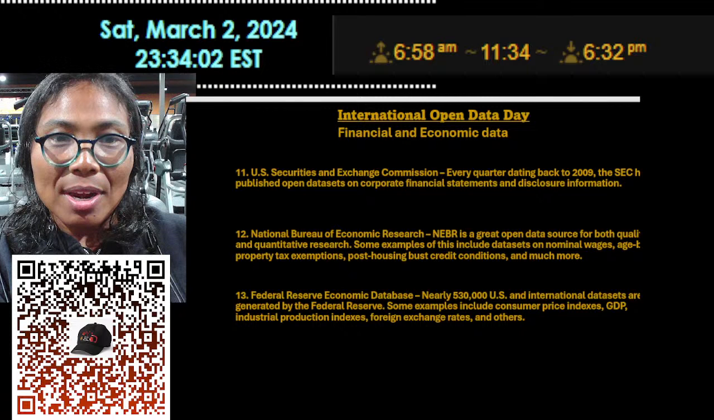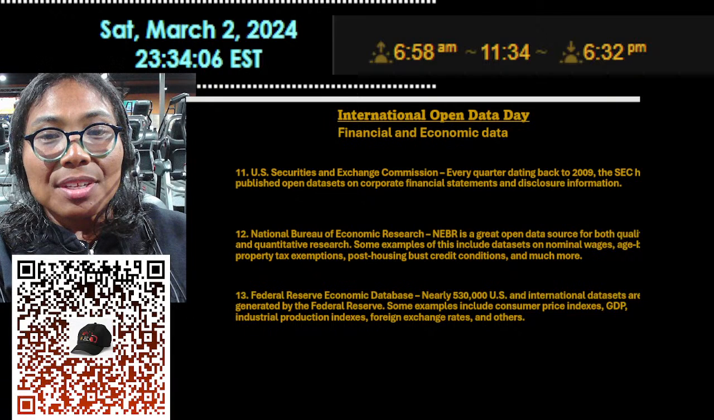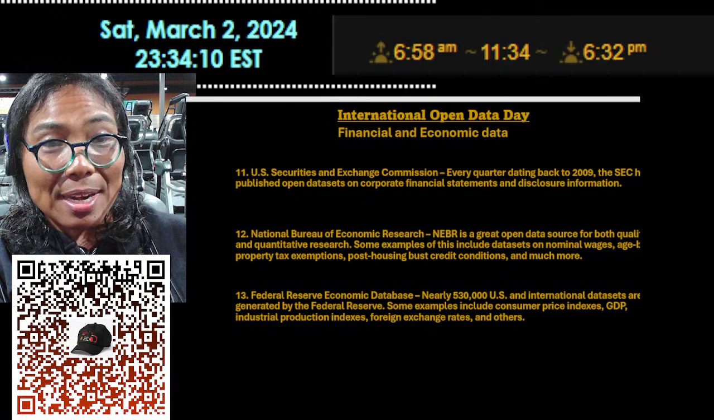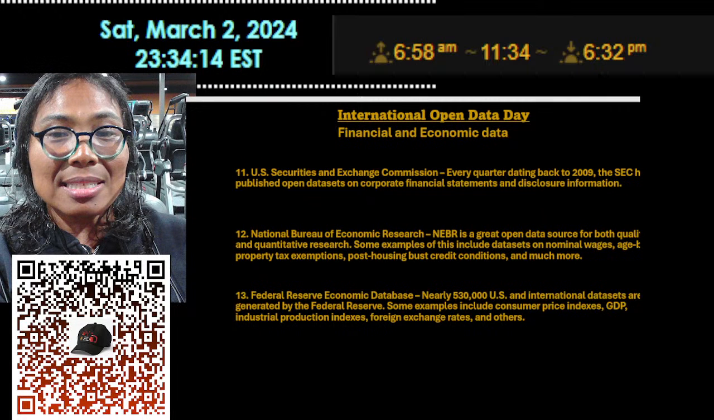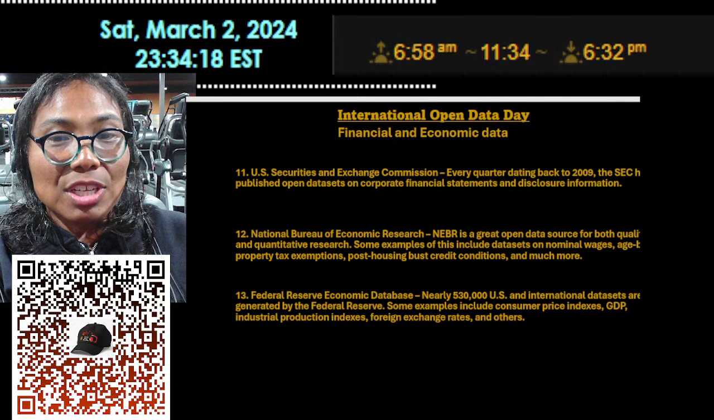so much more. Next up, we have the Federal Reserve Economic Database. Nearly 530,000 U.S. and international data sets are generated by the Federal Reserve, and some examples include consumer price indices, GDP, industrial production indices, foreign exchange rates, and many others.